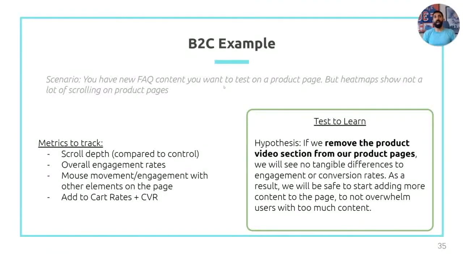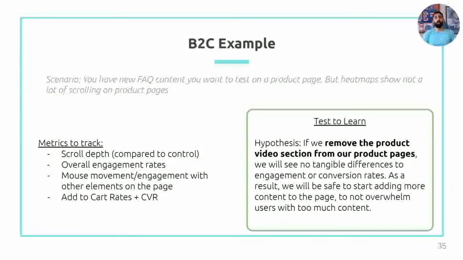And then regarding that, there's some key metrics you're probably going to want to track. Definitely things, especially if it's a longer page, like scroll depth compared to the control, overall engagement rates like bounce rate, time on site, pages per session, etc. Mouse movement. So when you remove the video, are you shifting attention maybe from what would have been on that video section to maybe the panel above it, below it? Do the heat maps look basically the same? So that could be one thing to do.